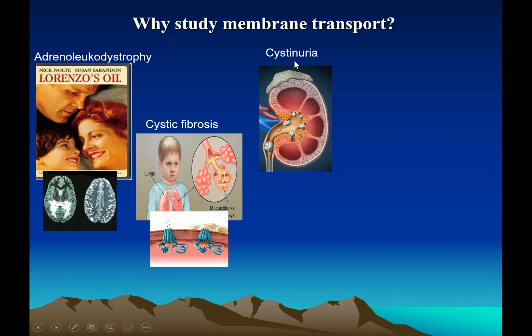And then there's cystinuria, where the transport of materials, especially cysteine, between blood and urine is blocked. And then huge crystals form in the kidneys, thereby blocking urination.